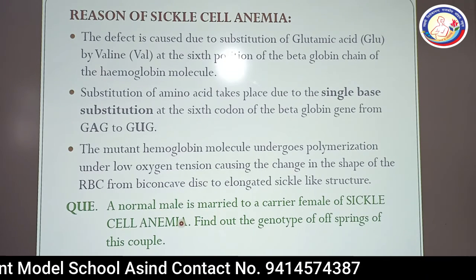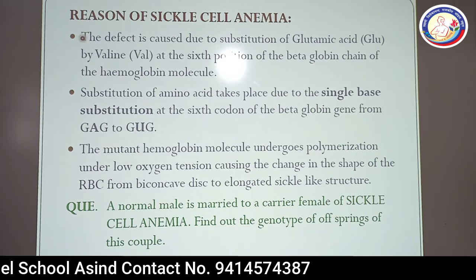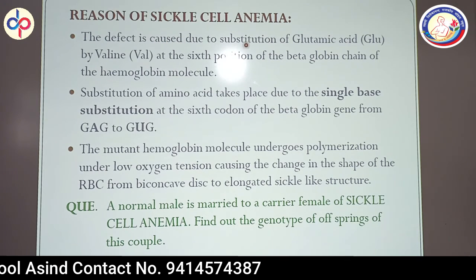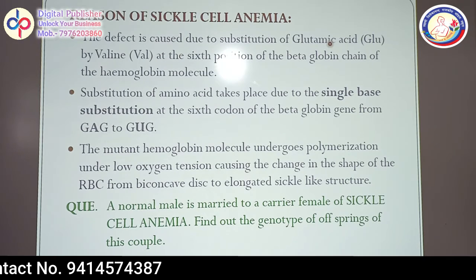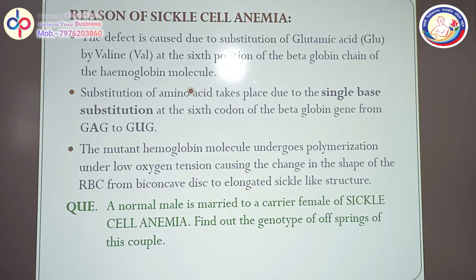What is the reason of sickle cell anemia? Come to the reason here. The defect is caused due to substitution of glutamic acid by valine at the sixth position of the beta globin chain of the hemoglobin molecule. So in the hemoglobin structure, in the beta chain, if glutamic acid is present at the sixth position, then this is the normal hemoglobin, and if it is replaced by valine, then it will be sickle cell anemia.